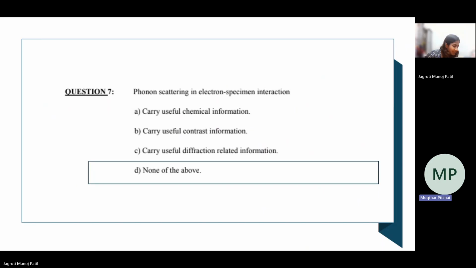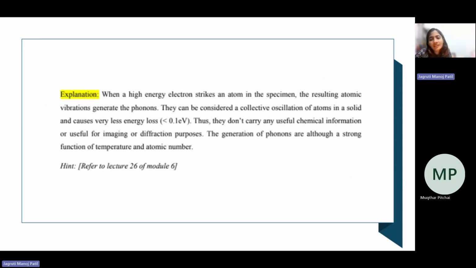So it will not give you any studies. Yeah, you're right. No information from phonon scattering. No use, even for diffraction or contrast or chemical. Well, it might help you with the defects or impurities in some cases, but that would be for crystals, not for diffraction, not for contrast, not for chemical information.